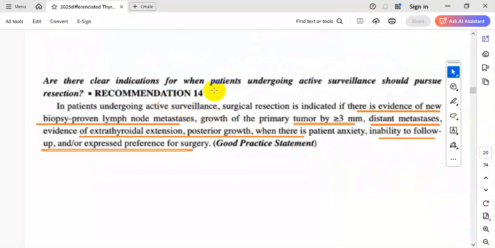Are there clear indications for when a patient undergoing active surveillance should have resection? If the volume increases by growth of more than 3 millimeters, or there is distant metastasis, or evidence of extrathyroidal extension or posterior growth, or in some patients who have anxiety or an inability to follow up, then the patient must be prepared for surgery.